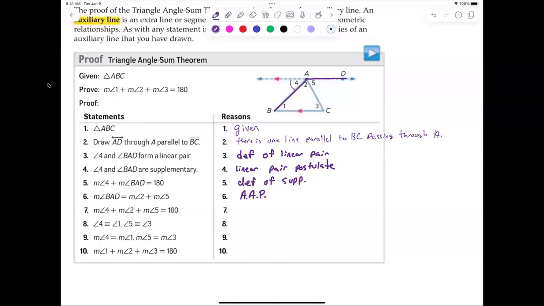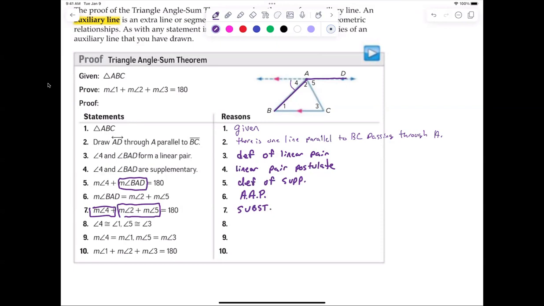Now, why does angle 4 plus angle 2 plus angle 5 equal 180? No. That's what we're trying to prove. Substitution. Thank you very much. Now let's figure out where the substitution came from. See this right here, BAD right here. Angle 4 plus, and then I replaced angle BAD with what? Yes, angle 2 plus angle 5.